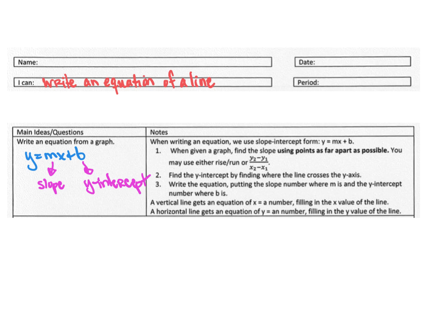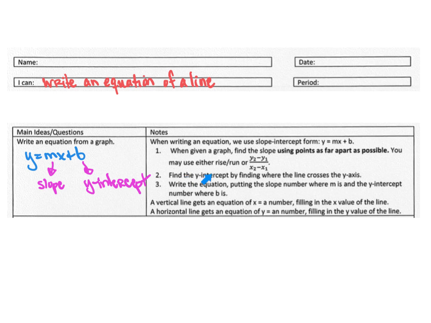And if we read the next piece, this is our notes. This is how we actually do it. We want to write an equation. We want to use slope-intercept form, y equals mx plus b. Number one, when given a graph, find the slope using points as far as possible, or we can also use y2 minus y1 over x2 minus x1. Like we did yesterday, we can either draw a slope triangle, or use this formula that we understood a couple of days ago for finding the slope itself.